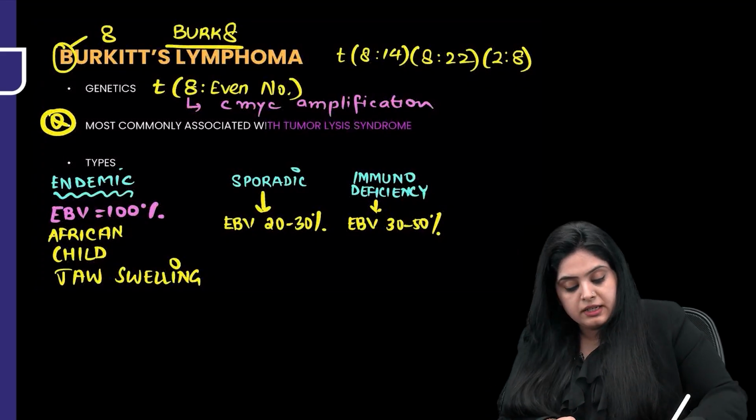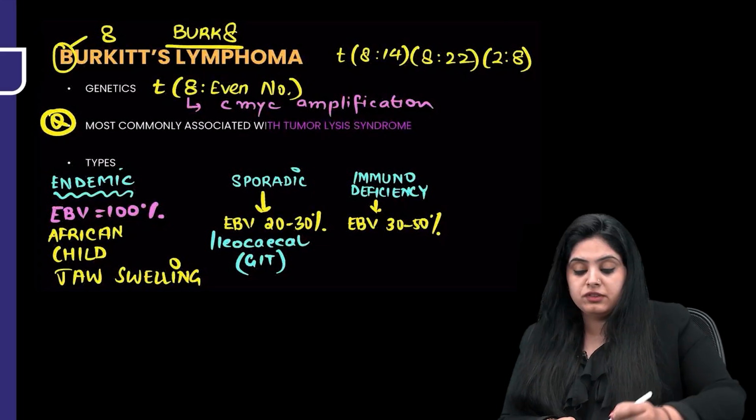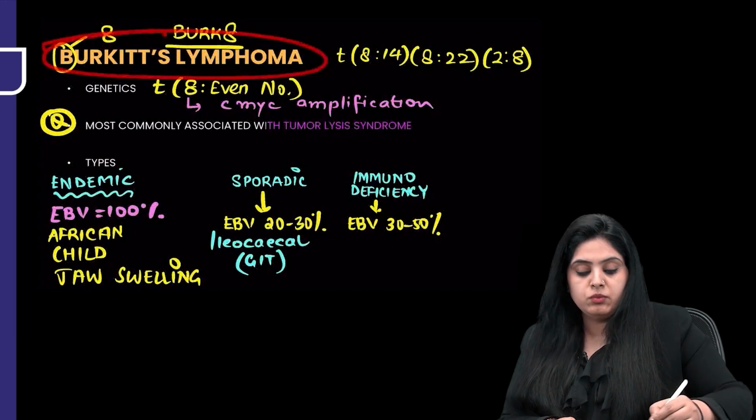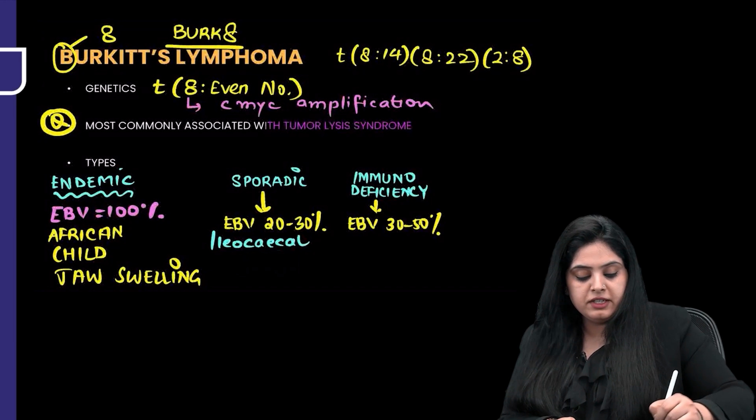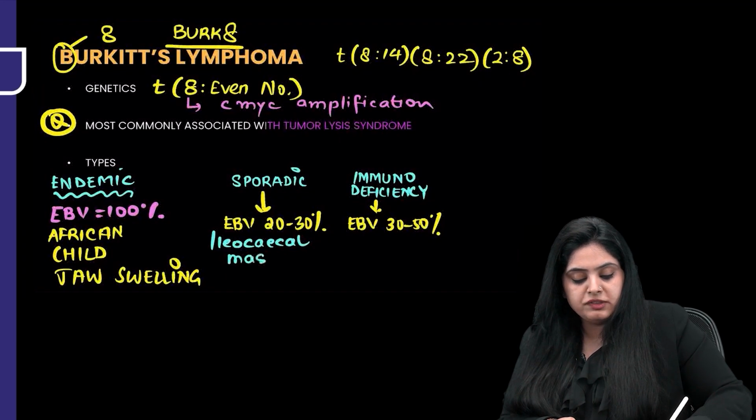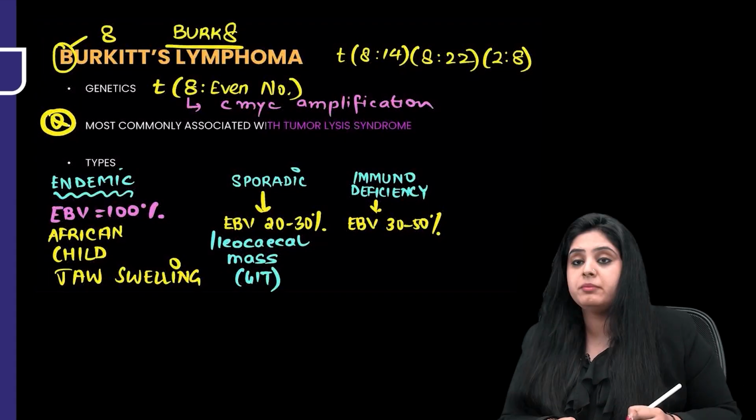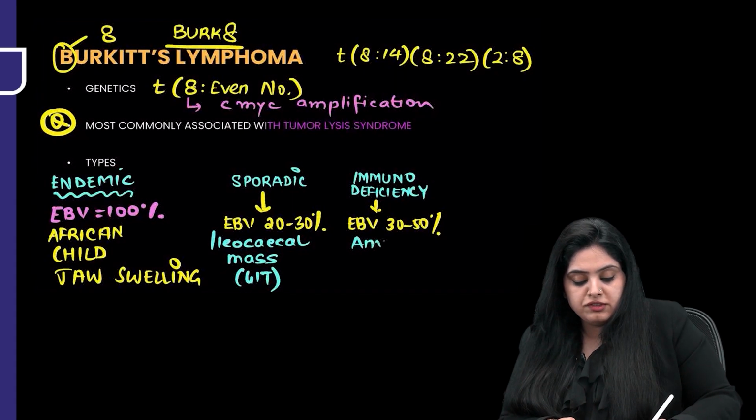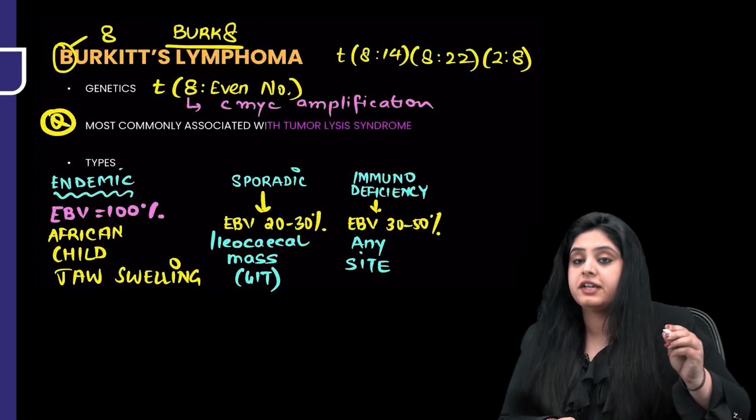In sporadic, remember it is going to be the ileocecal junction or the GI tract which is commonly involved. So they will give you the history of a child with an ileocecal mass. GIT involvement will be there. And for immunodeficiency, they can give you any site on this planet.